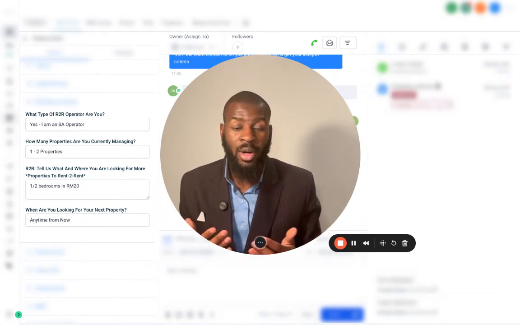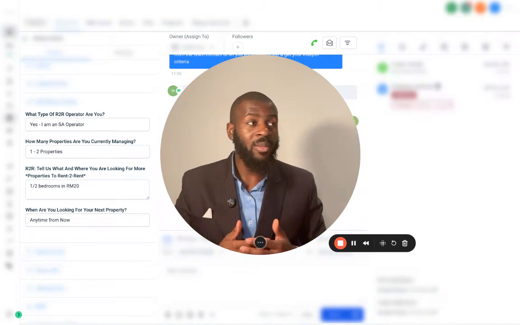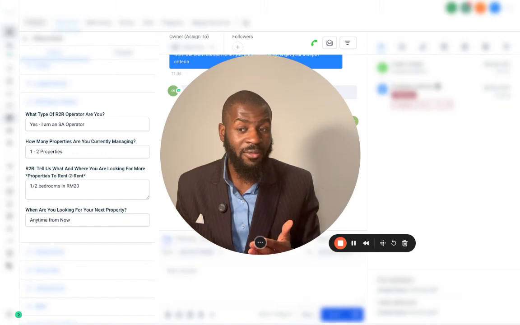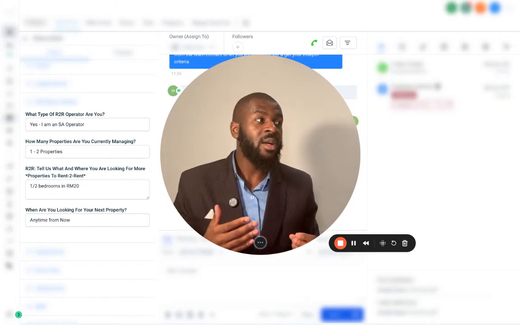Like, I'm in the RM market. RM20 is far from me. RM is not a large area. RM20 is a very small postcode, so it's very specific. 1 and 2 bedrooms, again, small criteria.